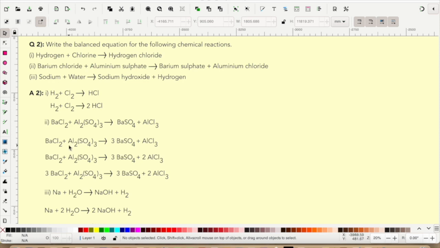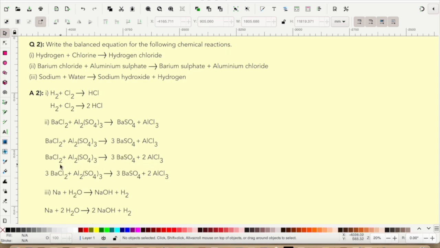Next we will see aluminium atoms. Aluminium atoms are 2 in number on left hand side and 1 on the right hand side. So we will write 2 before AlCl3 to make the aluminium atoms 2 on the right hand side. So aluminium atoms are balanced now.